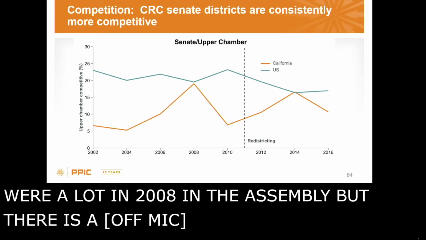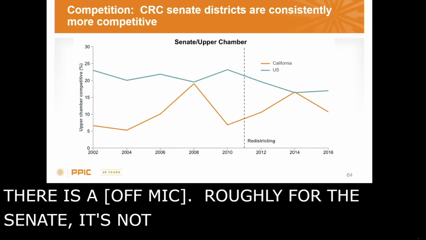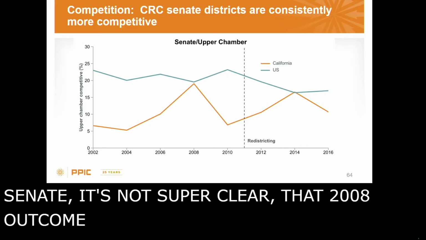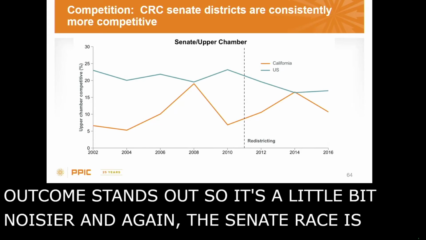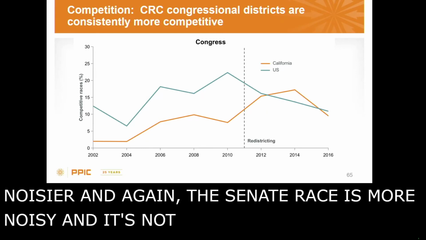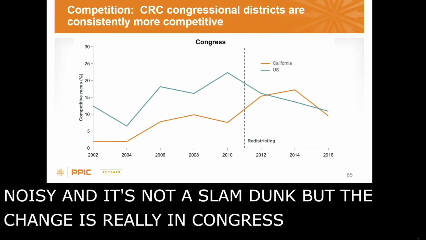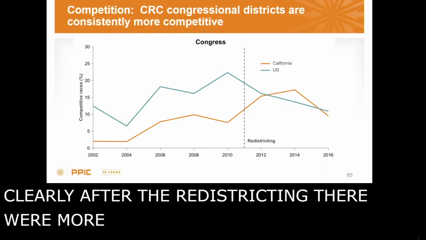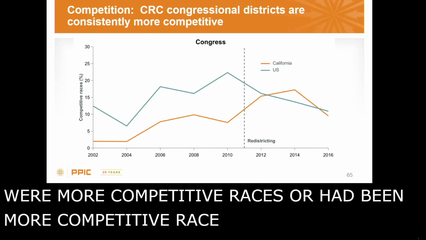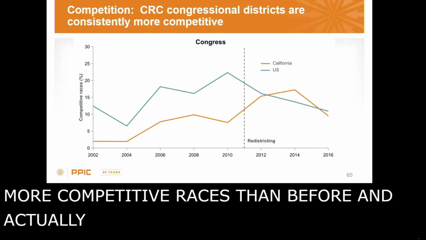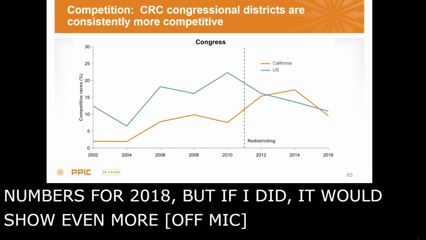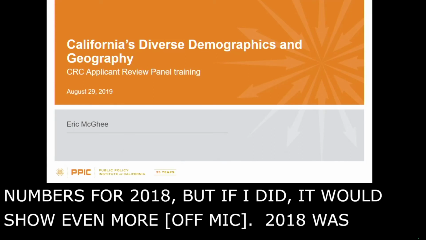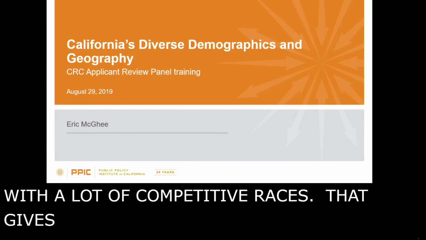Same thing roughly for the Senate, though it's not super clear. Again, that 2008 outcome really stands out. The Senate results are more noisy, so it's not as much of a slam dunk here, but there's a little bit. The biggest change is really for Congress, where quite clearly after the redistricting there have been more competitive races than before. And if I had updated these numbers for 2018, it would show even more competitive races. 2018 was a year with a lot of competitive races. So that gives a sense of what emerged from the commission.